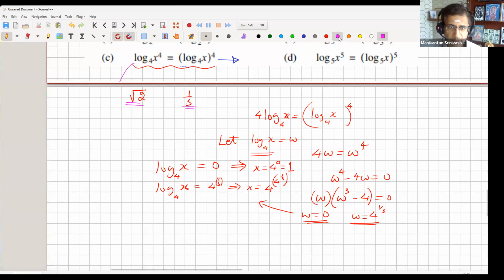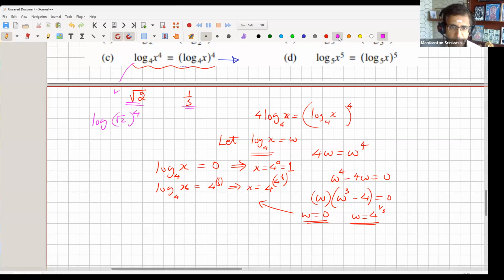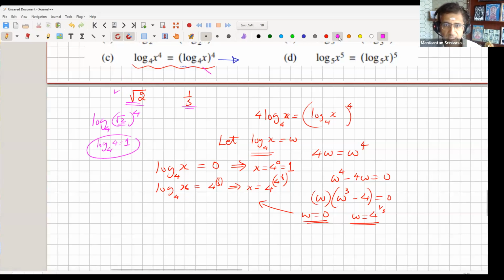Suppose it's root 2. Then the left hand side is saying log of (root 2) to the power 4, to the base 4, right? What is root 2 to the power 4? Root 2 to the power 4 is root 2 squared, whole squared, so root 2 squared is 2, and 2 squared is 4. So it's 4, right? Then log of 4 to the base 4 is 1. The left hand side is 1. Are we getting the same as the right hand side? No, we are not. Log root 2 to the base 4 is, as we just saw, 1/4, right?